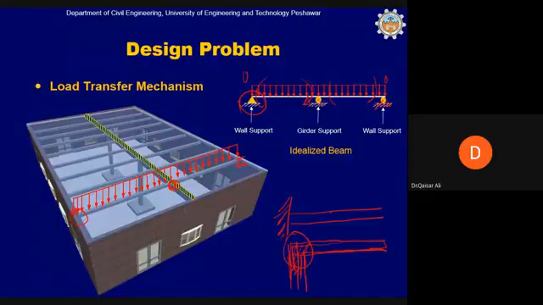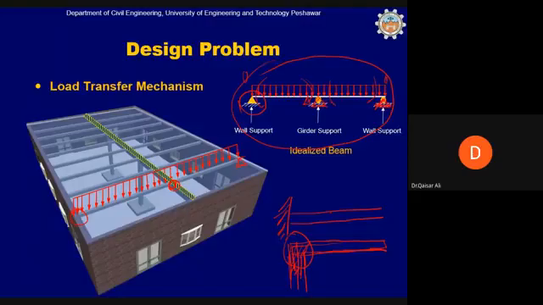Let's discuss it like this. If we idealize all of them as hinge supports, this as hinge support and also this as hinge support, what will happen? If you load this beam, then physically, practically, not in this idealized beam model.